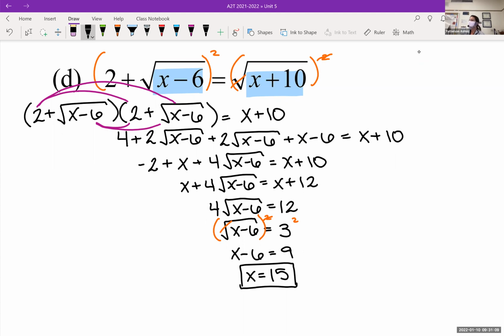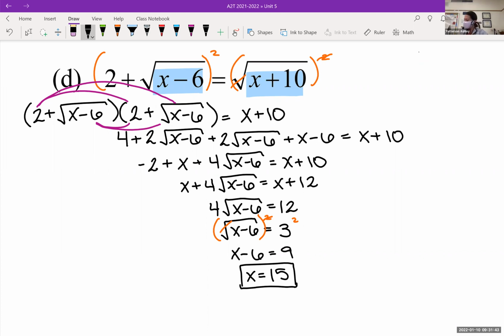Yeah, Brenda. Gotcha. So question was, when do we check the answers and then when do we not have to? If you have an even index, you always want to check that your solution makes the radicand positive. If you have a variable under the radical and outside of the radical, you must always check your solutions. So like example C. Does that help? Okay, thanks for asking.